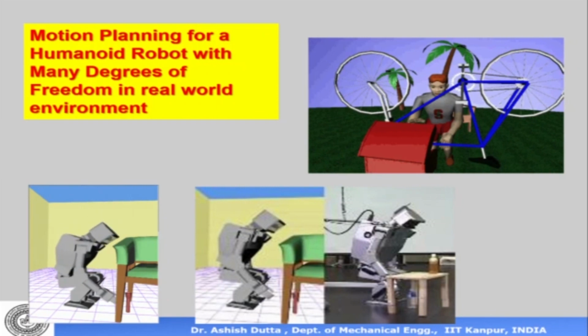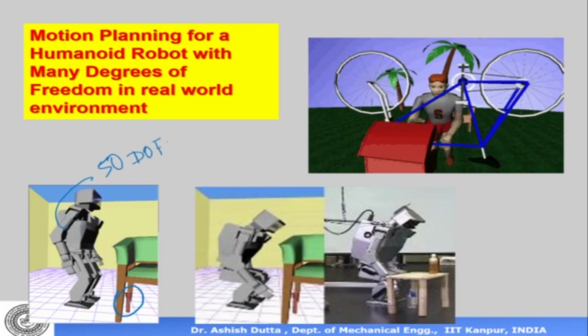Motion planning for humanoid robot with many degrees of freedom in the real world. For example, this is showing a biped robot, a humanoid robot having two legs, a body, a torso, and a head. Suppose it has to bend down and pick up a part from under the table. Because it has many degrees of freedom, this could probably have 50 degrees of freedom. We will come to what degrees of freedom are as we go along.